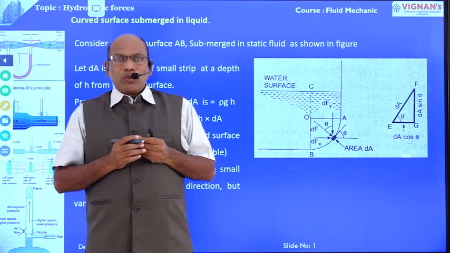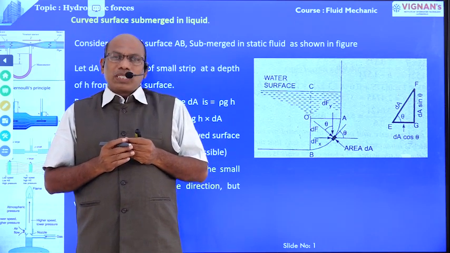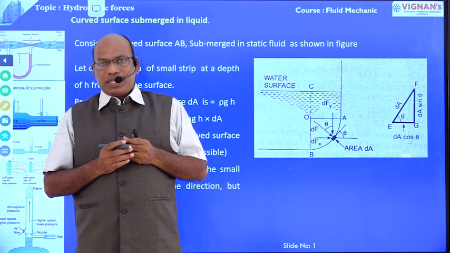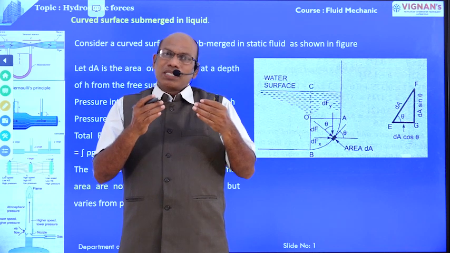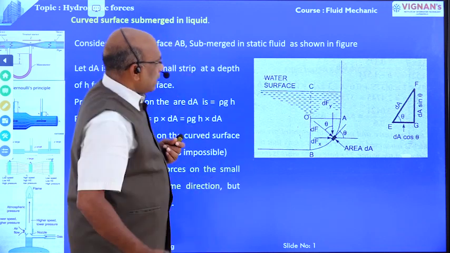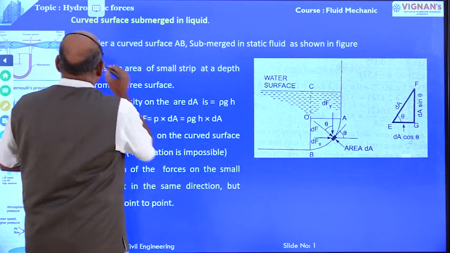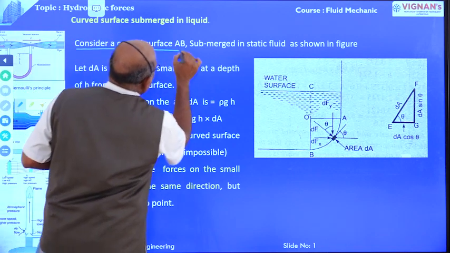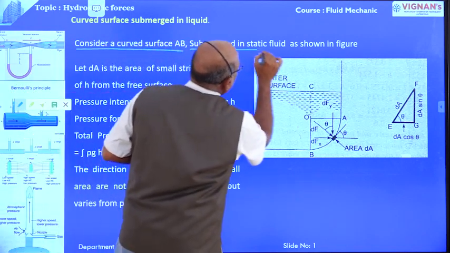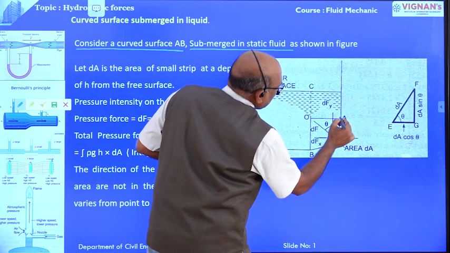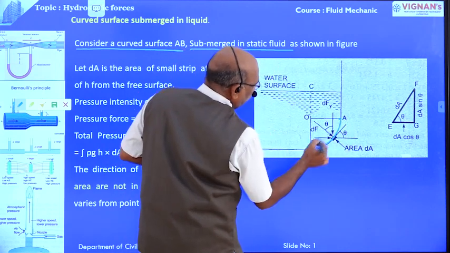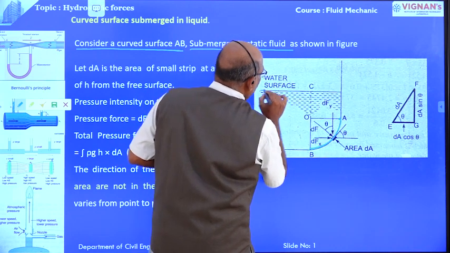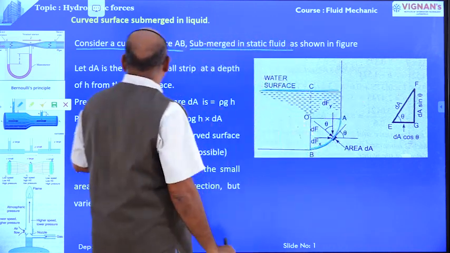Now, we are going to discuss a curved surface immersed in static fluid. What is the total pressure? What is the center of pressure? Say here, consider a curved surface AB submerged in static fluid. This is the curved surface AB, submerged in static fluid. Right?